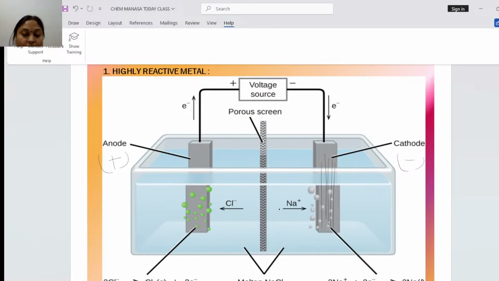So then, what is the reaction we have to write? At the cathode, Na plus plus an electron giving rise to Na, and here 2 chloride ions lose 2 electrons, giving chlorine gas. This is the anode reaction. This you are supposed to write.